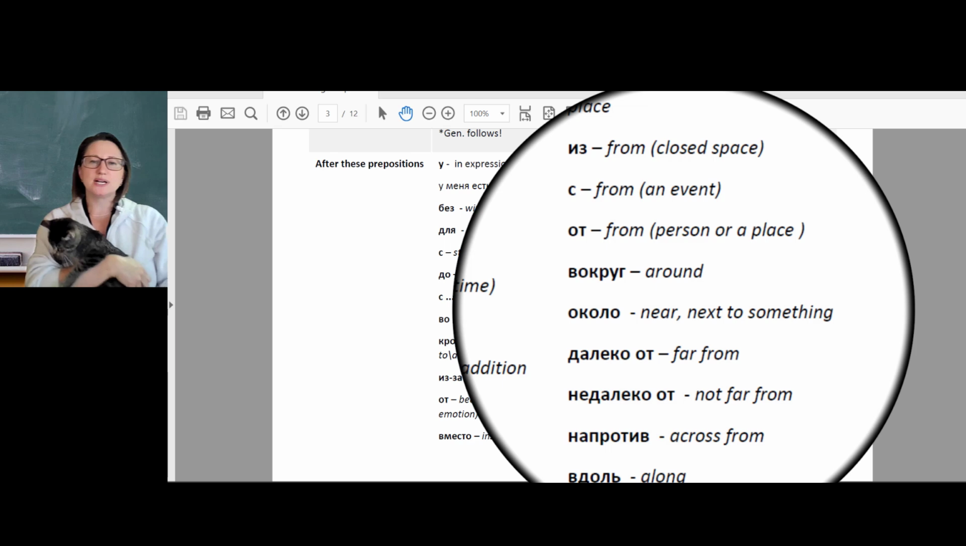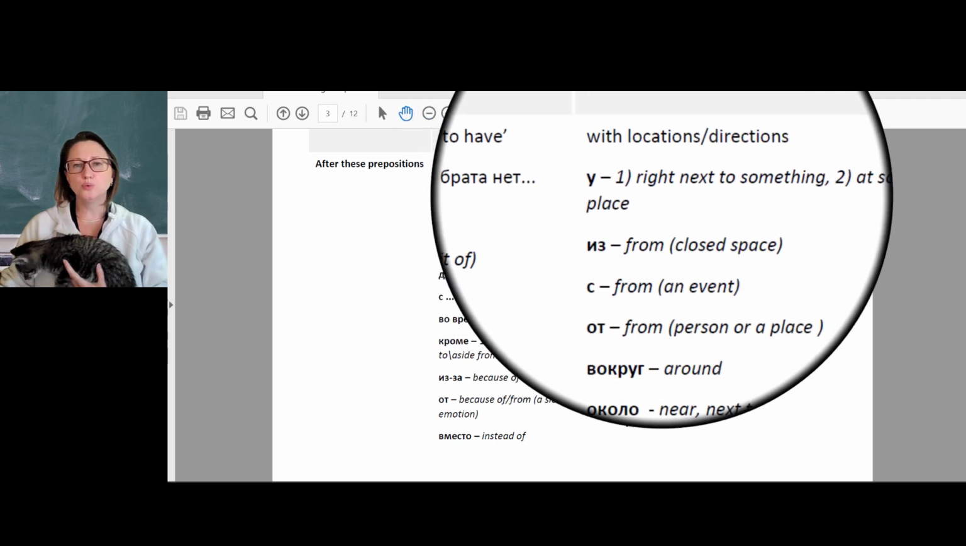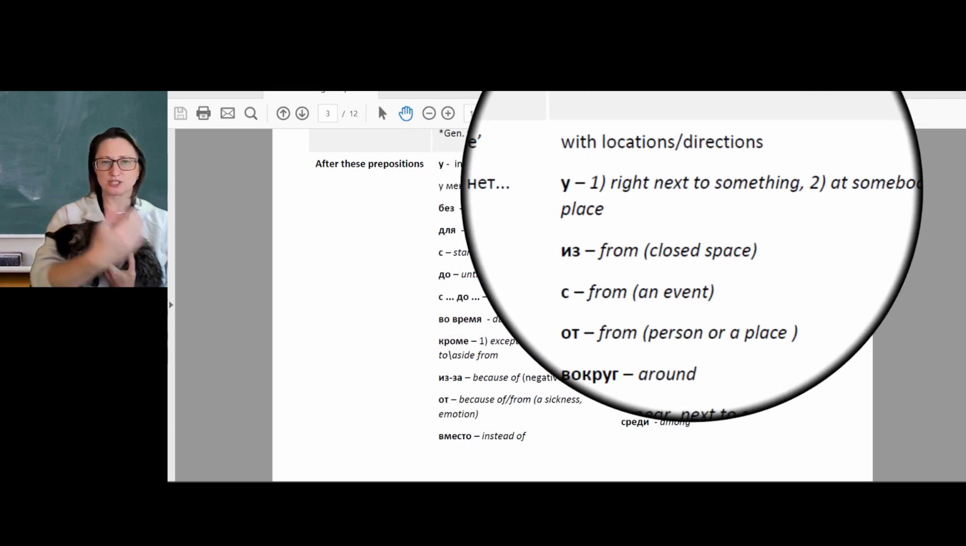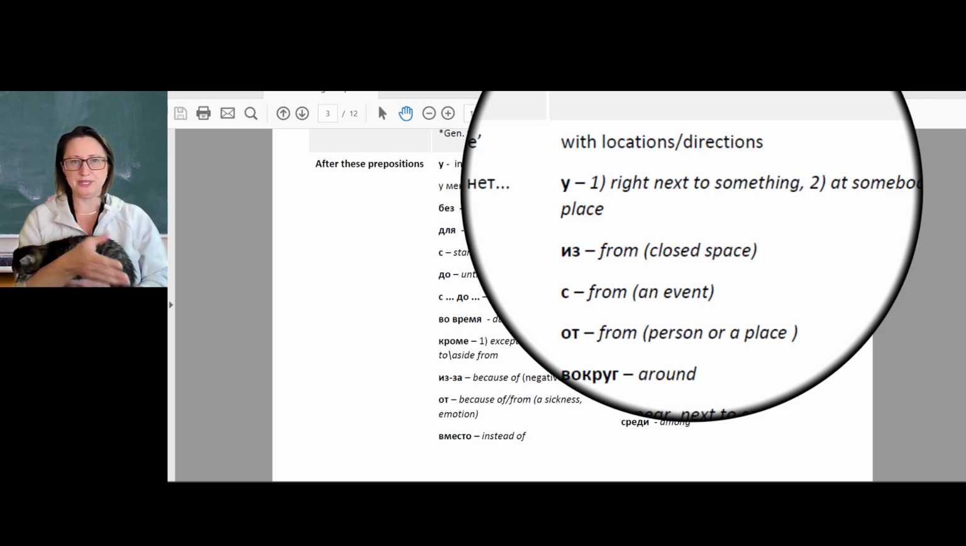Okay, so here they're kind of connected all to some locations and directions. So you already know у as something is right next to something. That's why we say, I have a car. It's basically, there is a car near me.